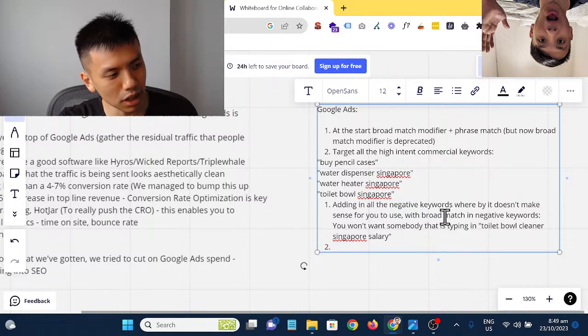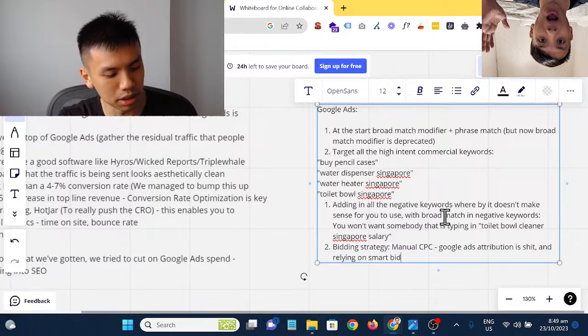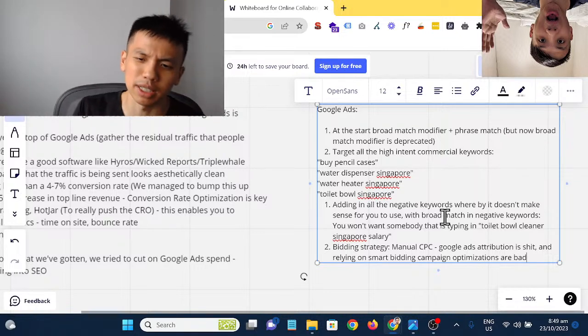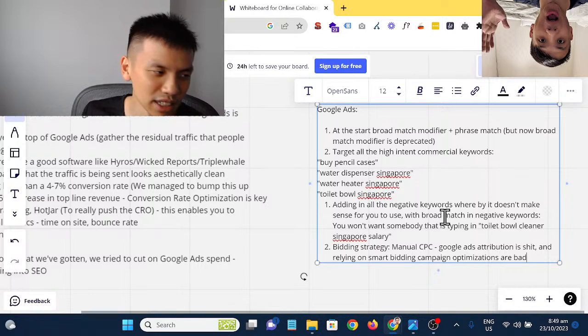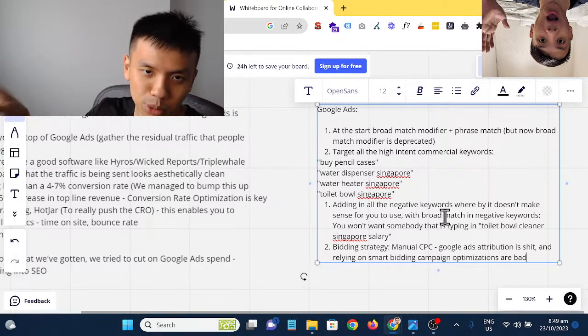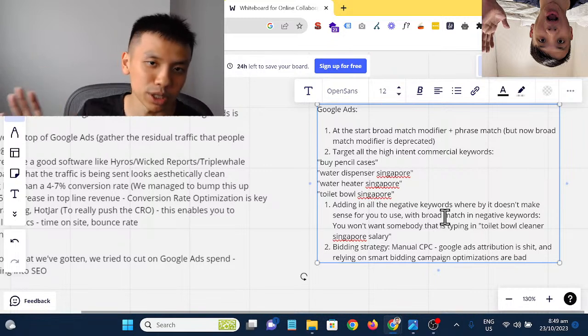And then the other one being the bidding strategy. Okay, so the bidding strategy, generally you want to try manual CPC because Google Ads attribution is shit. Relying on smart bidding campaign optimizations is basically bad. And I know a lot of enterprise level accounts, people that use the stack adapt, or DV360, Display & Video 360, and all that kind of things, it's fantastic, it's programmatic display advertising and all that kind of stuff. Like, yeah, if it works for you, carry on, right?